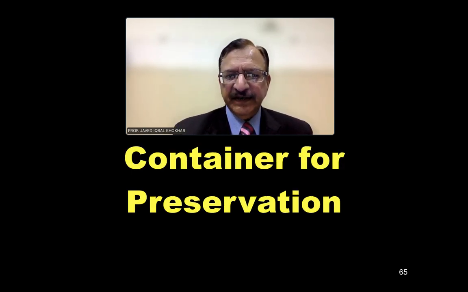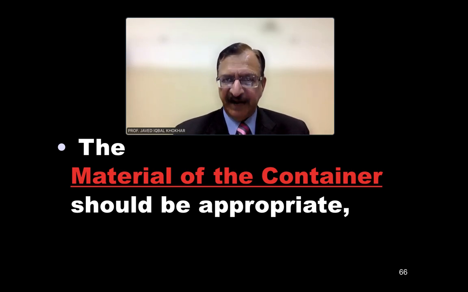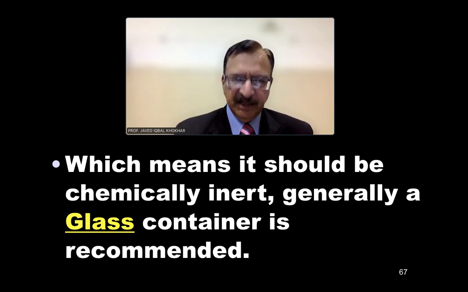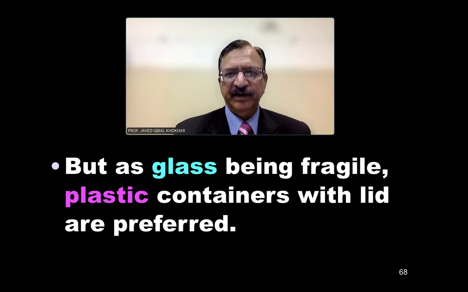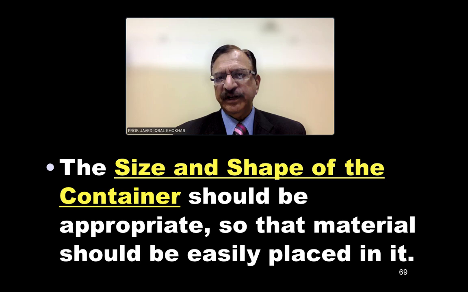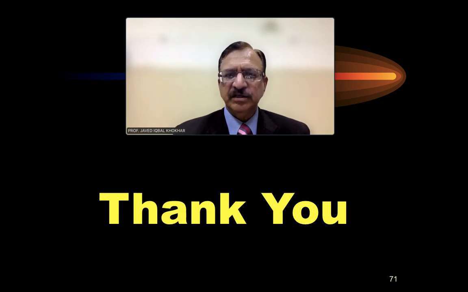Now, what containers should be used for preservation? The material of the container should be appropriate so that it does not interact, does not dissolve, and does not add some other material, which means it should be chemically inert. Generally, a glass container is preferred, but being fragile, it can break during transportation, so you can use plastic containers with lids, and they are preferred. Then the size and shape of the container should be appropriate, so that the material can be put into it comfortably and easily. So thank you very much. This is all about trace evidence collection. In the next lecture we will proceed to preservation and dispatch.